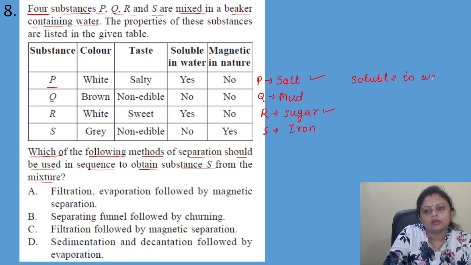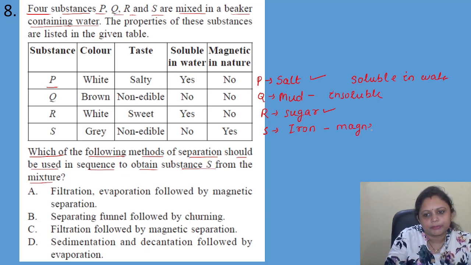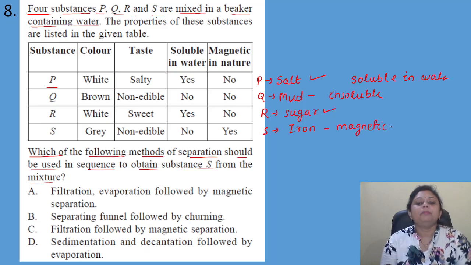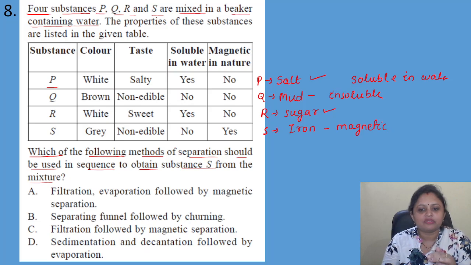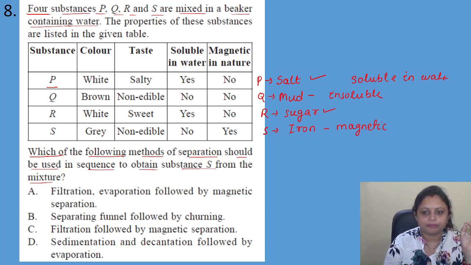Okay, salt and sugar, and this mud, it is insoluble, and iron, that is magnetic in nature. Okay, so mix. Now we have dissolved it in water. Water में हमने उसको dissolve किया है. So the first thing we can do, that is filtration. Okay, now we will do filtration.